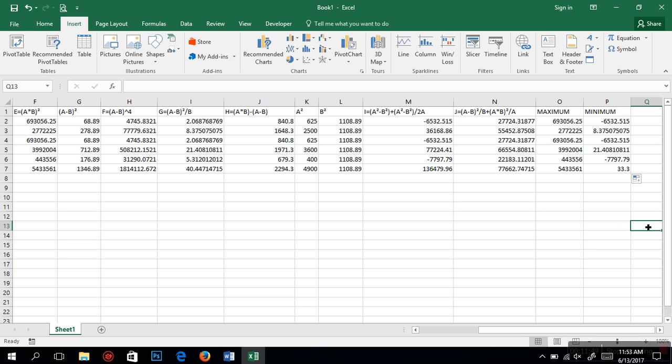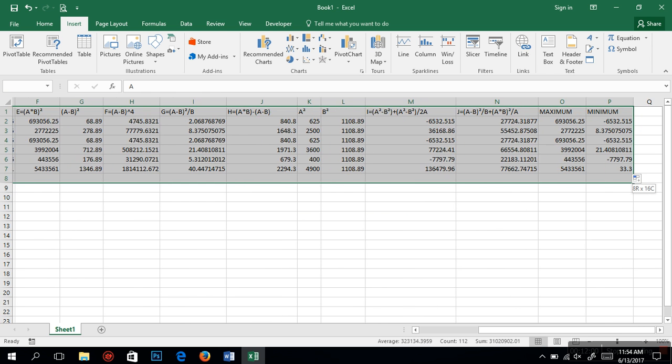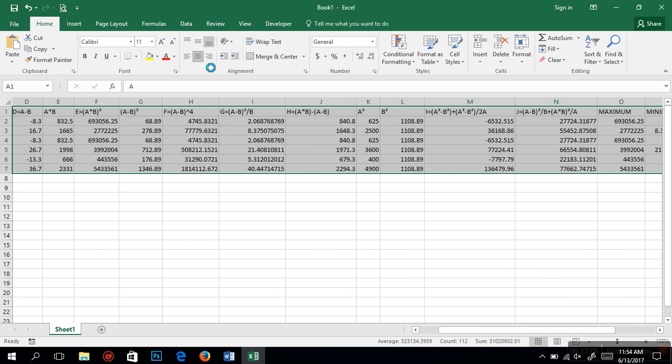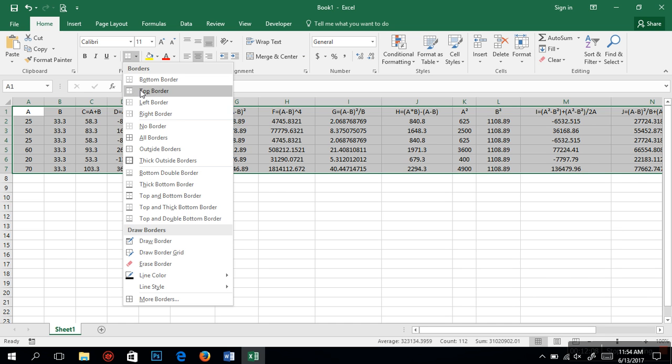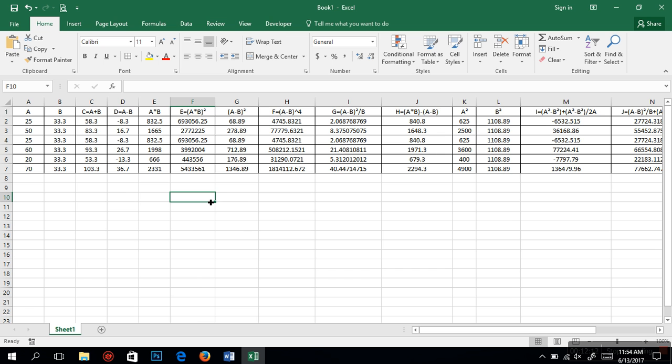Now the next part says edit the tables, data sheet. We've edited it. Let's make it look better, right? Highlight everything, put them in border, centralize everything, go back to home, centralize it, put them in border lines, all borders.